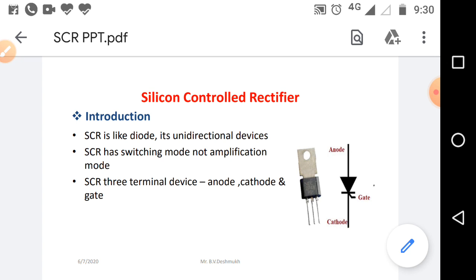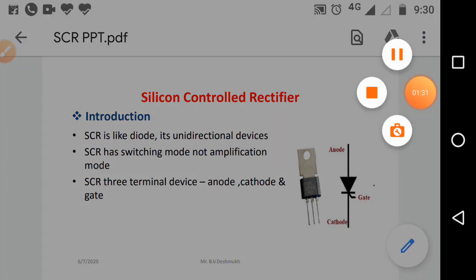SCR is a three terminal device: anode, cathode and gate terminal. On the right hand side of the figure, the anode, cathode and gate terminals are mentioned, and the diagram is a symbolic diagram of SCR as well as a real SCR. How does a real SCR look?